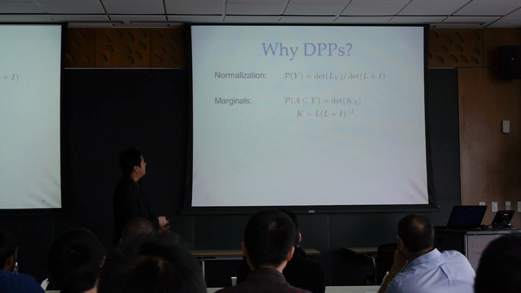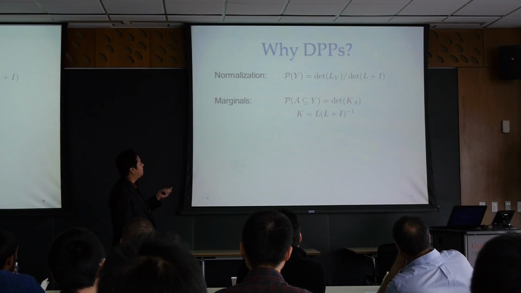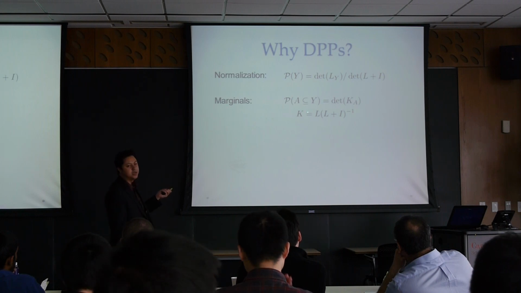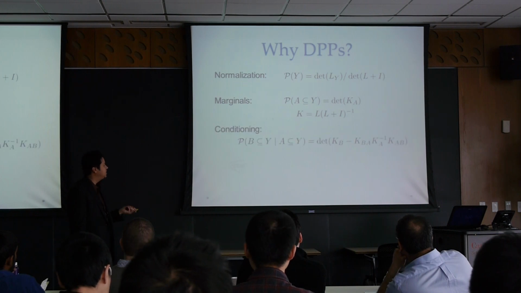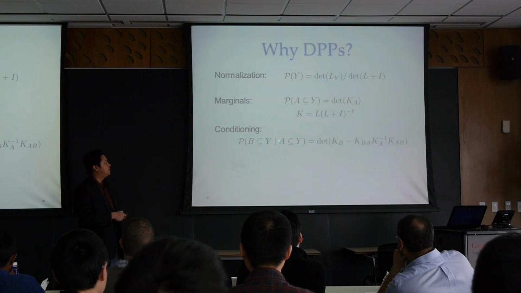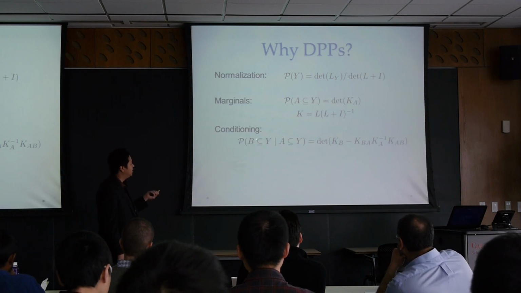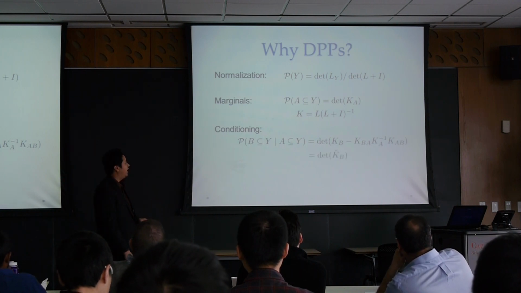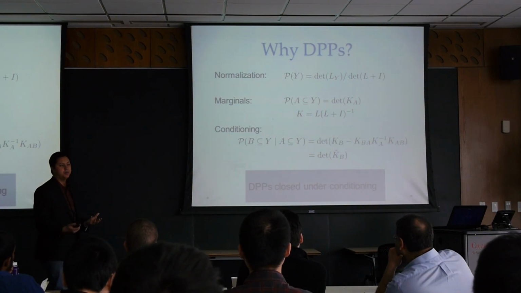So it's pretty nice. You can consider marginals. What is the probability of choosing a particular item? What is the probability of a particular item being in a particular set? You can phrase that. But what I think is very interesting is the conditioning. So you're asking, given that I've already chosen a particular set to be included in my collection, what is the probability of choosing some other set? And it's also a DPP, right?